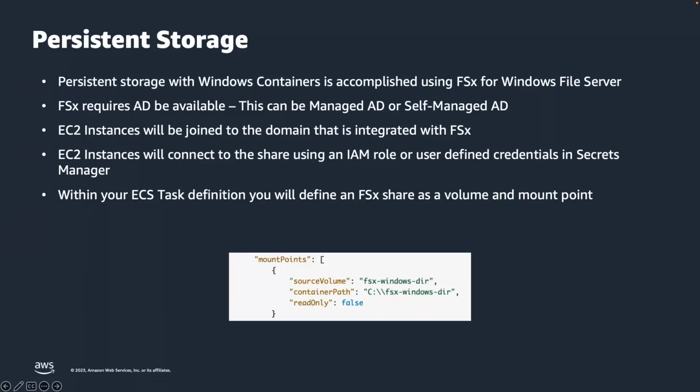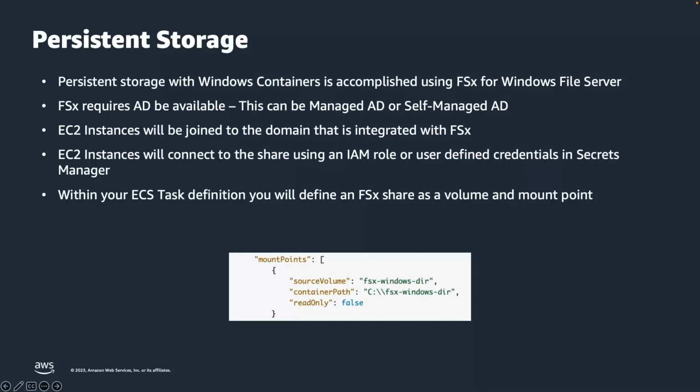We have seen a great adoption of FSx for Windows by our .NET customers. FSx for Windows is a fully managed service that provides Windows file shares that can be accessed over the SMB protocol. It is designed specifically for Windows workloads that require native support for the Windows file system and Active Directory integration.